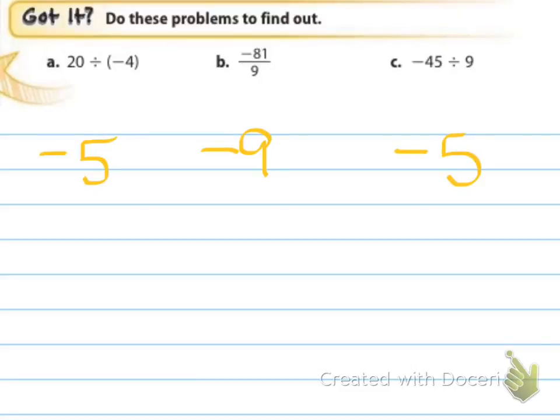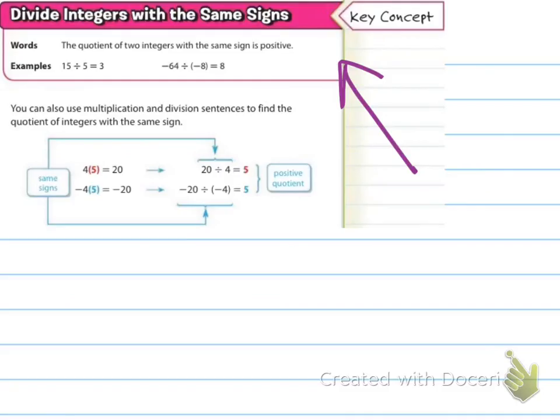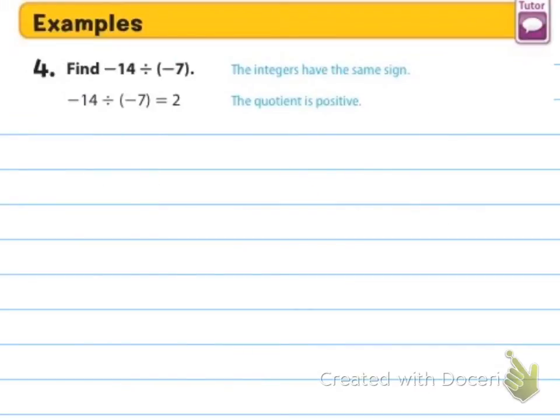All right, so -5, -9, and -5. You're just dividing and taking the sign negative because each of these are different signs, so it's a negative answer. Dividing integers with same signs, those are always going to be positive. So the quotient of 2 integers with the same sign is positive. So -14 divided by -7 will make a +2. A negative divided by a negative.